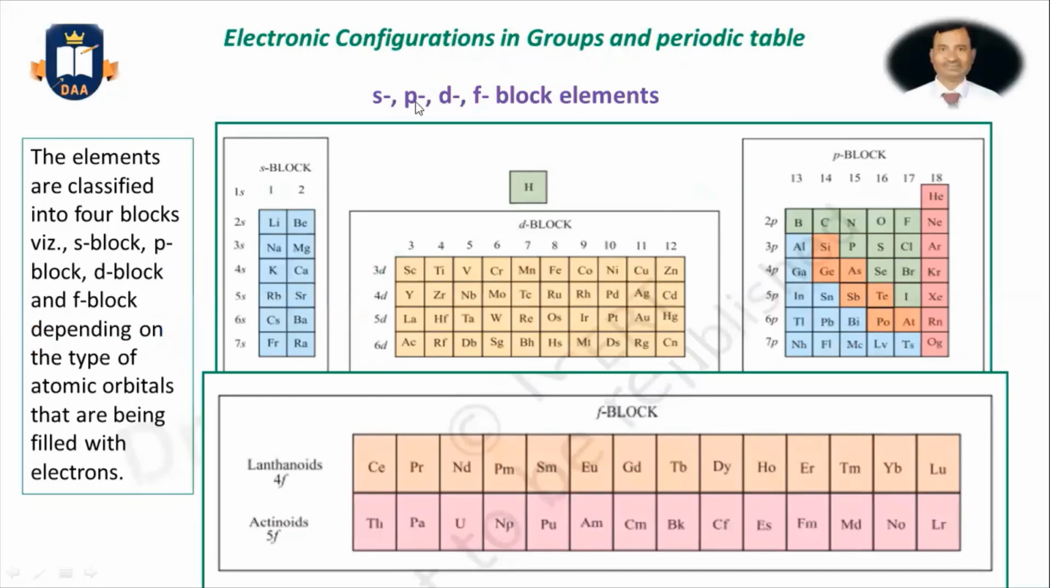We will see what the SPDF block elements mentioned in the periodic table are. If you see the extreme left side, this is the S block element. That means lithium, sodium, potassium, etc. And it has group 2 also. That is, group 1 and group 2 consist of the S block elements.